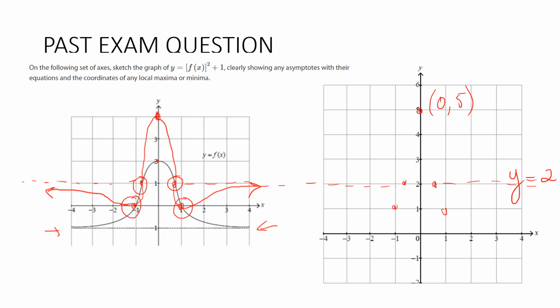Okay, we're ready to draw this. Let's see how we go. It goes up like this and around like that. And then this turns around here and goes towards the asymptote, and the same on this side. And we've got minimum points here at negative 1, 1 and 1, 1.